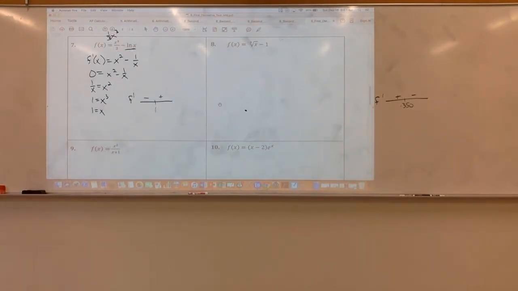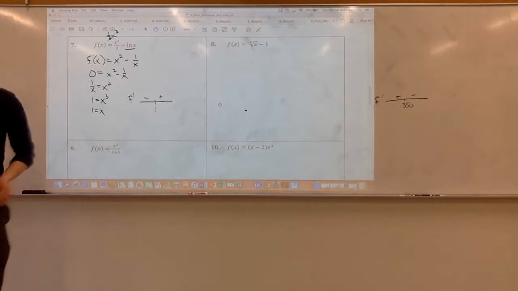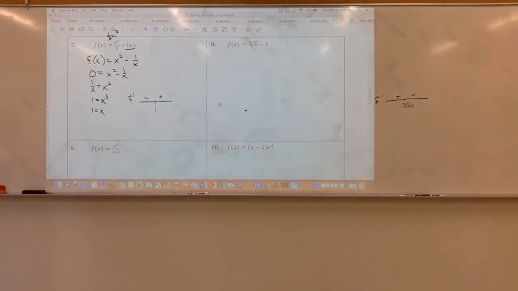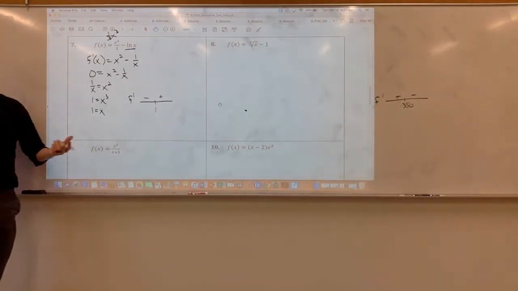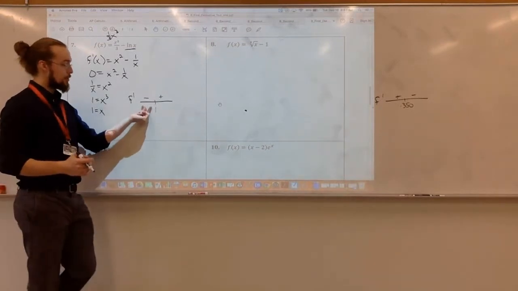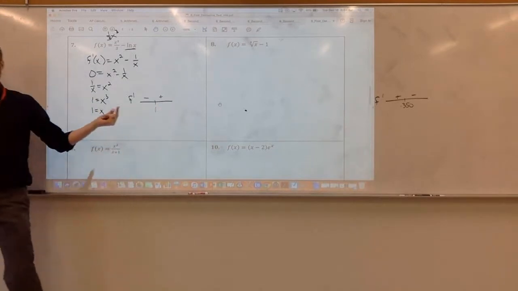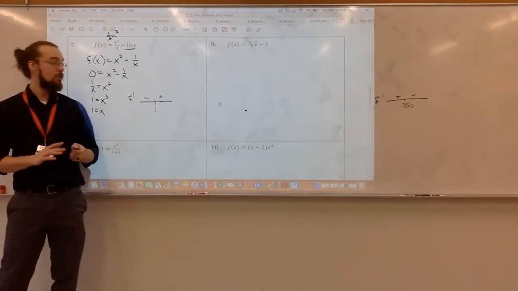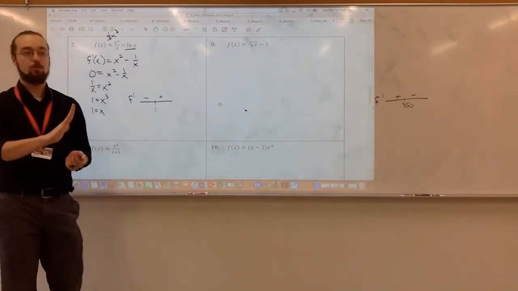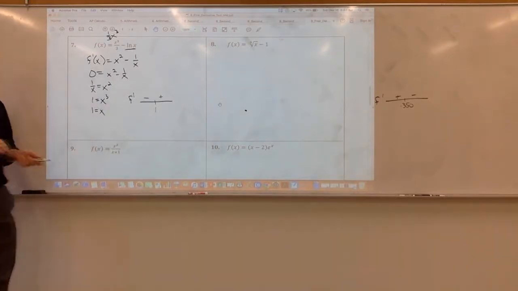So from that, we can get all the information we need. I don't remember which things this question asked for, but we can say our function is decreasing from 0 to 1, increasing from 1 to infinity, and then we would have a local min at x equals 1. Did it ask? It asked for min max.